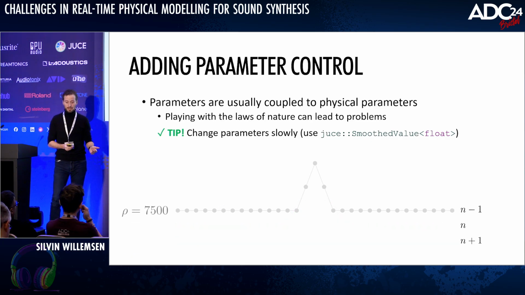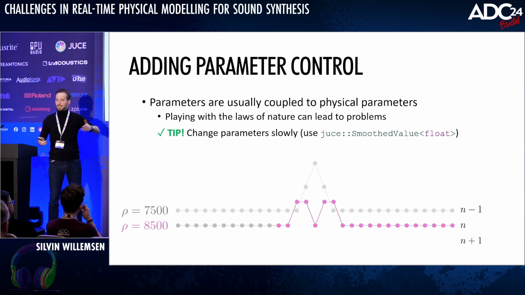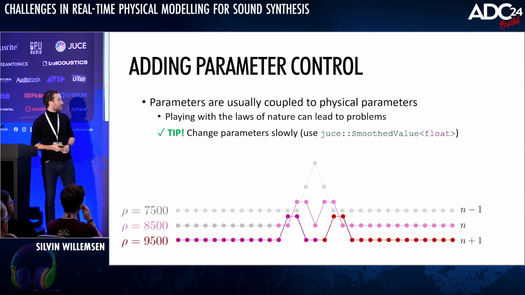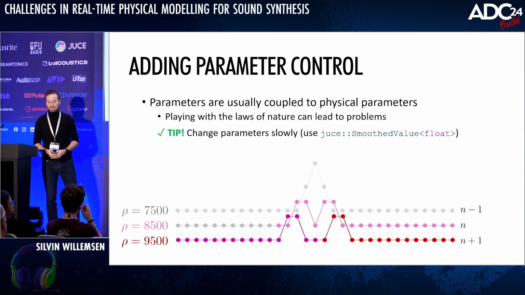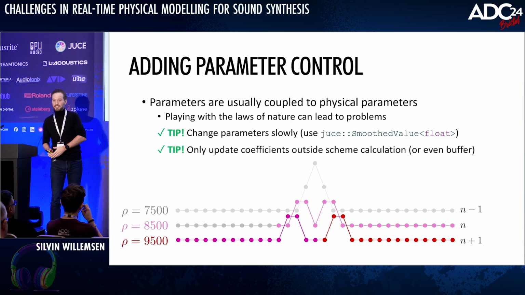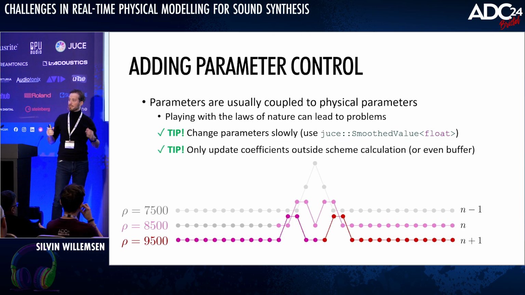A worse thing that can happen is that you update the parameters while you're doing this calculation in one time step. So we can see here that while we're in our grid calculation, we suddenly change something. So the left neighbor might have a different coefficient than the right. And this is what those schemes are really not based on or not working with. So update the coefficient only outside of the scheme calculation, or to save more CPU if there's a lot of computations that need to happen to recalculate these coefficients, you can even choose to do this calculation outside of the buffer.